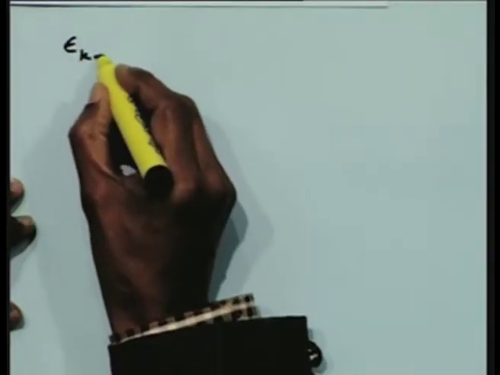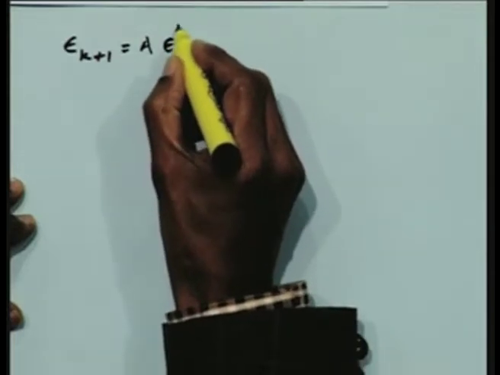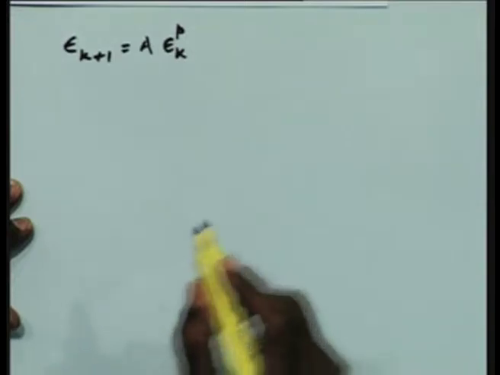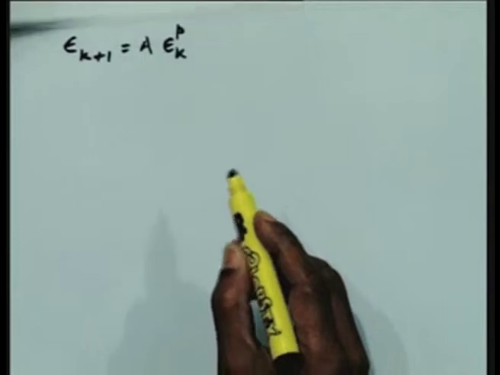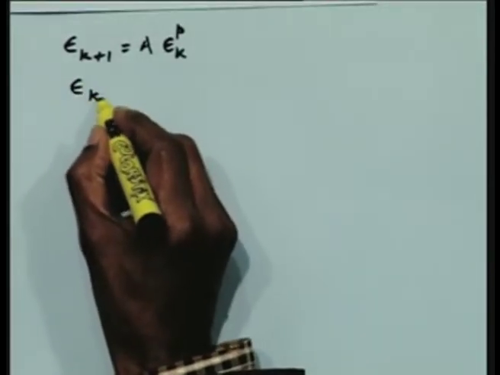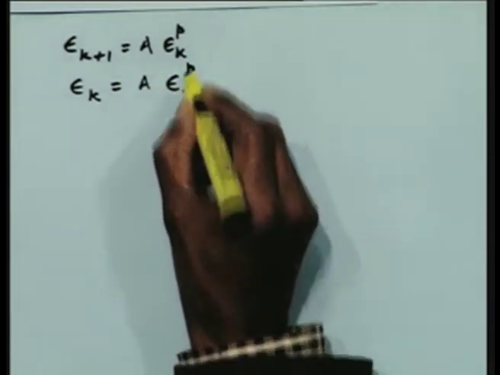So in order to get this particular result, I would just briefly write what we will do. I will have to get a formula of the type epsilon_{k+1} = a epsilon_k^p. This is the definition of the rate of convergence or order of the method. In order to eliminate epsilon_{k-1} that I have here, I would substitute k = k-1. So I would get epsilon_k = a epsilon_{k-1}^p.